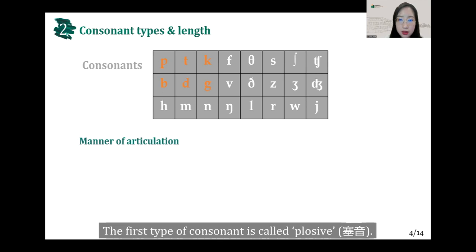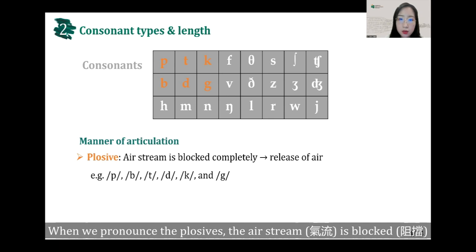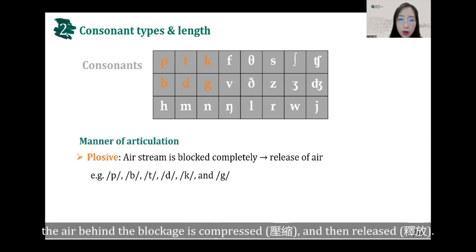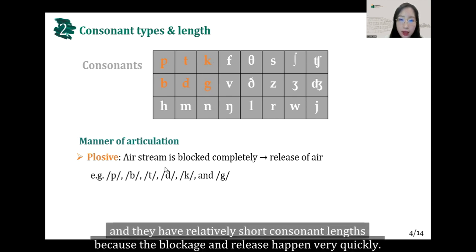The first type of consonant is called plosive. When we pronounce the plosives, the airstream is blocked by articulators, such as the lips, the tongue, the hard palate, and the soft palate. The air behind the blockage is compressed and then released. The plosives in English include p, b, t, d, k, and g, and they have relatively short consonant length because the blockage and release happen very quickly.